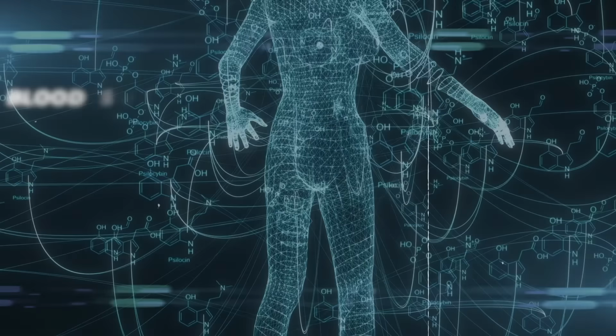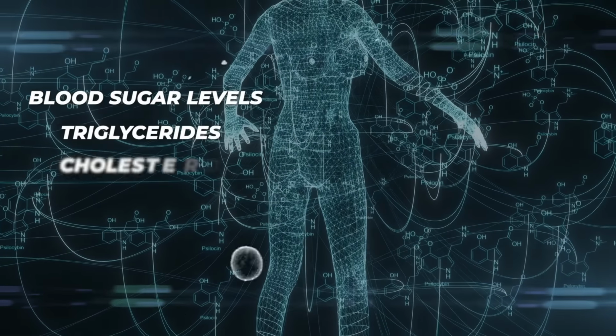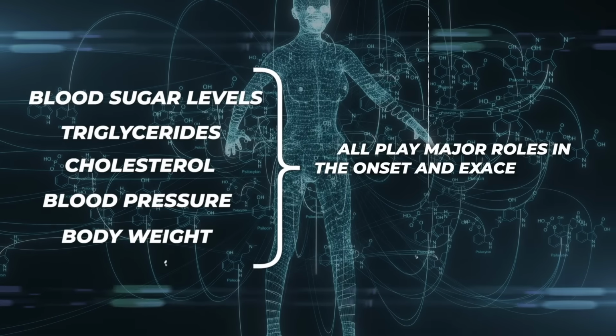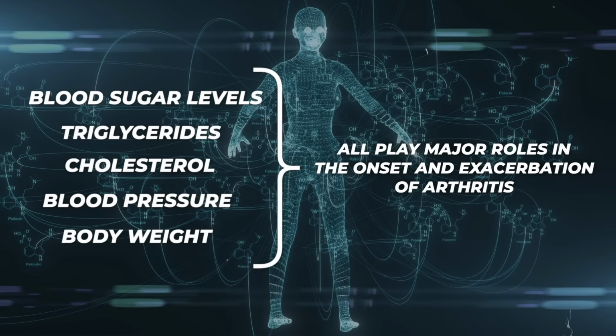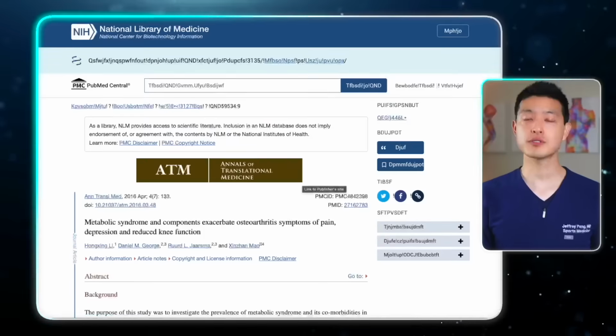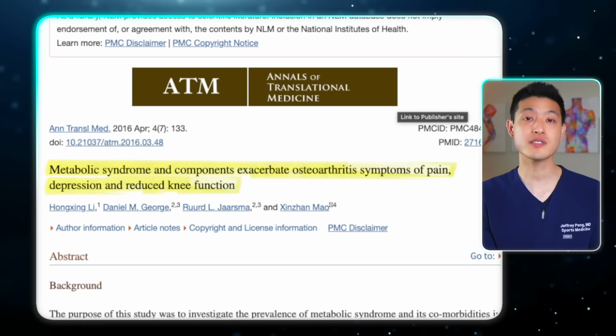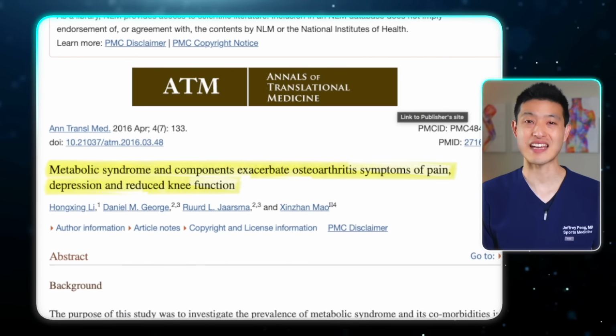What this means is that metabolic factors like blood sugar levels, triglycerides, cholesterol, blood pressure, and body weight all play major roles in the onset and exacerbation of arthritis. Multiple studies show that those with metabolic syndrome experience more severe pain, worse swelling, and increased stiffness. This is why taking a multimodal approach to treating arthritis is essential.